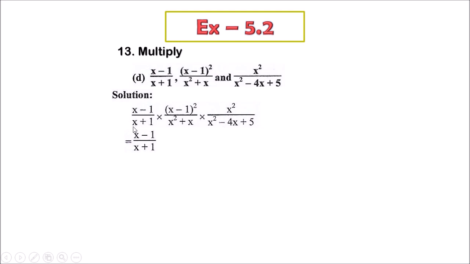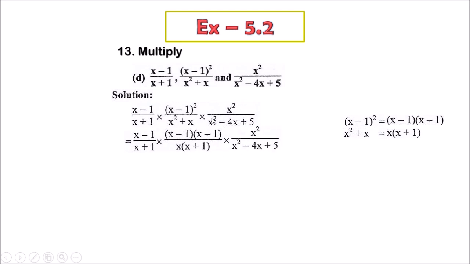Look here, the first fraction remains the same, nothing we can change. In the second fraction, look at the numerator, it is x minus 1 whole square, which you can write as x minus 1 into x minus 1. And in the denominator, we can write x square plus x. There is an x common here, and I am taking the common x into x plus 1. So just writing it this way.